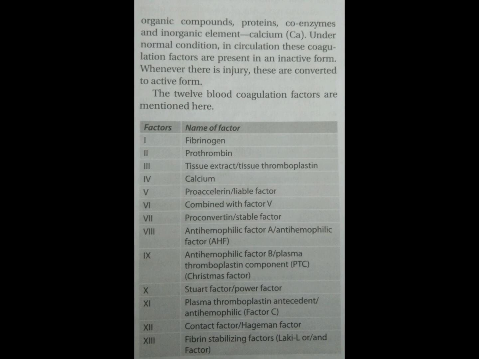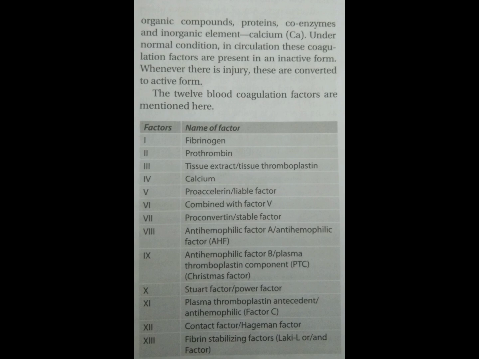Factor 1 is fibrinogen, factor 2 is prothrombin, factor 3 is tissue extract or tissue thromboplastin, factor 4 is calcium, factor 5 is proaccelerin, factor 6 is combined with factor 5, factor 7 is proconvertin or stable factor, factor 8 is antihemophilic factor A, factor 9 is antihemophilic factor B, plasma thromboplastin component, also known as Christmas factor.